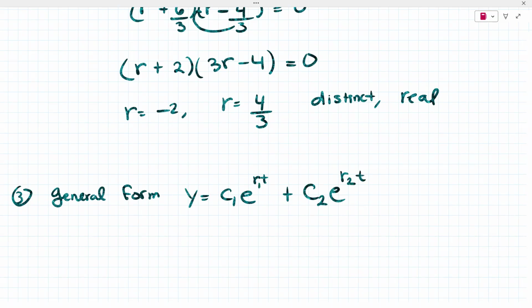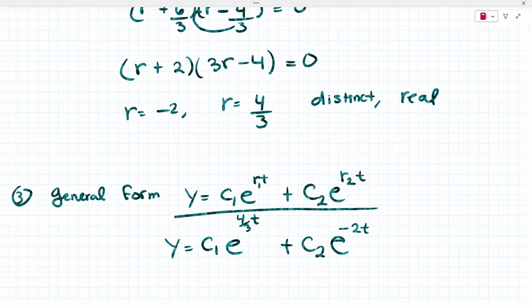Okay, so it's going to be y equals c1, and then one of my roots is positive 4/3. It doesn't matter what you put. You can switch these orders around, right? And then my other root was -2. Now we do have to find our C1 and C2 because we have initial conditions.